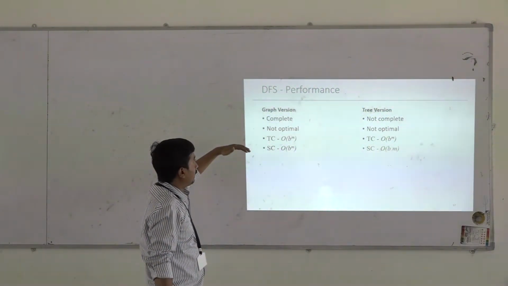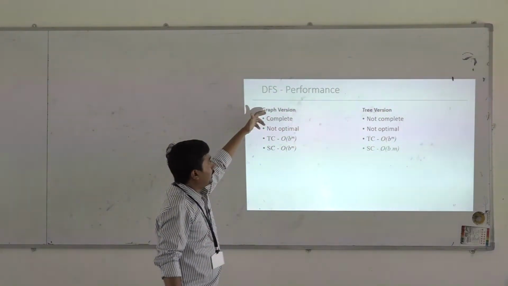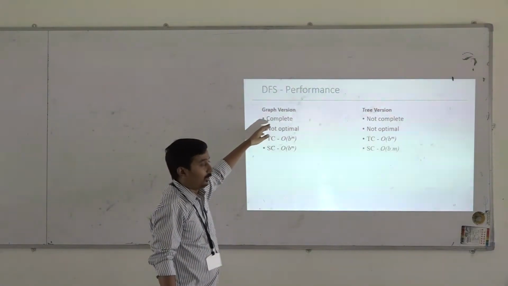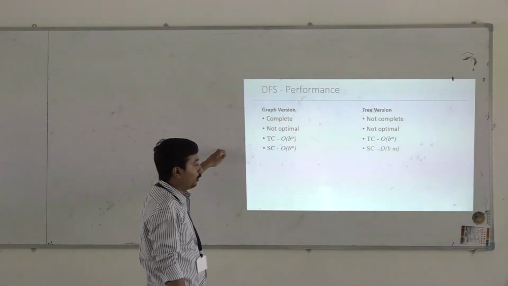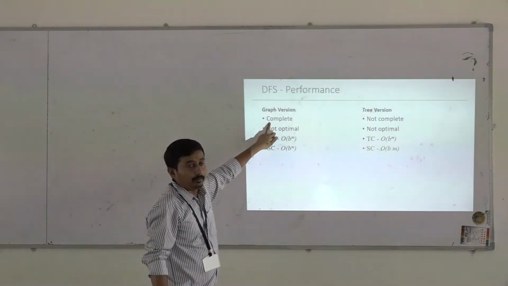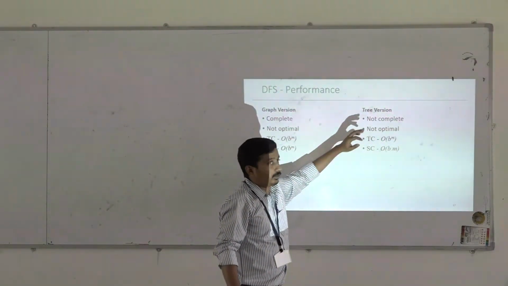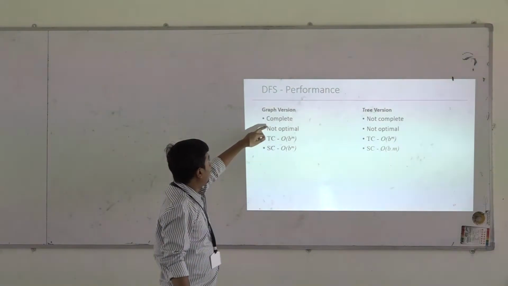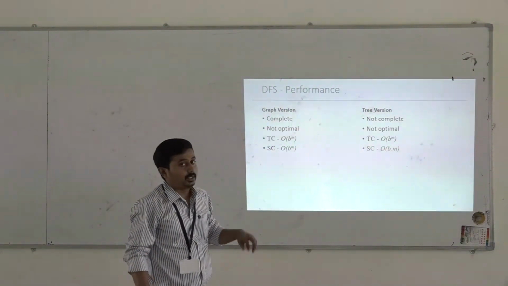Now we will compare. Complete? In the graph version we maintain an explored set, so we will not follow a loopy path, so it will be complete. In the tree version we may follow a loopy path, so it is not complete. Both versions are not optimal.